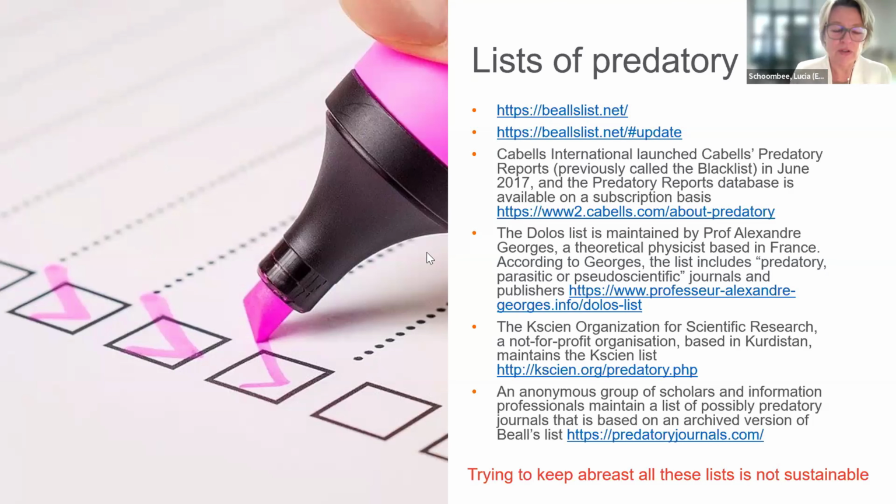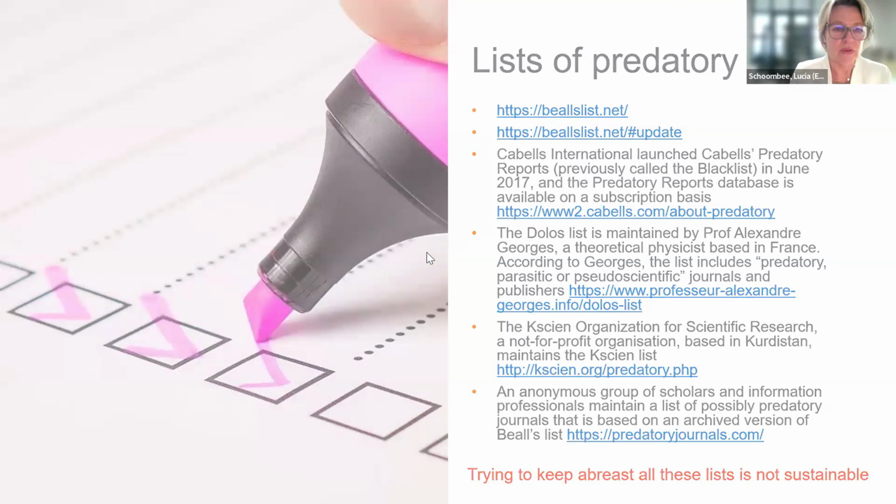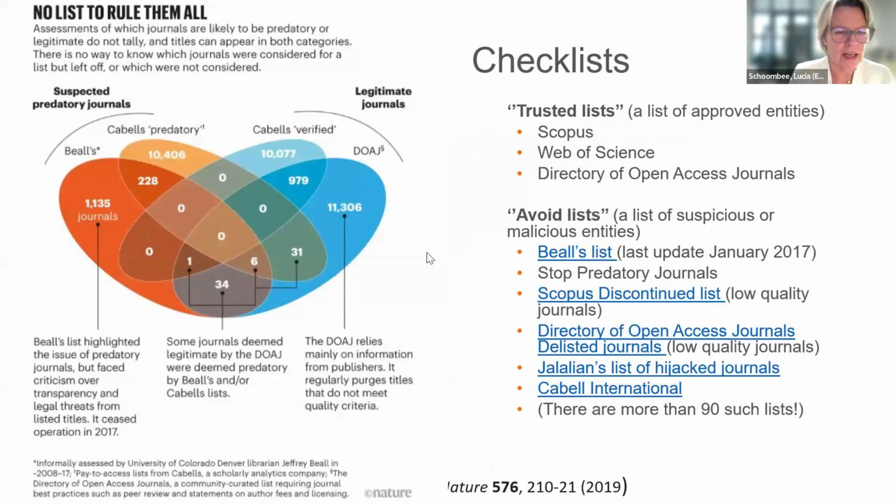I'm going to show you in the next slide. There was also an article published in Nature. This study found that there were more than 90 of these avoid lists or predatory lists, and not one of them was a complete overlap. You can see in this nice diagram that they provided, not one of them is completely authoritative in covering all the predatory journals, right?